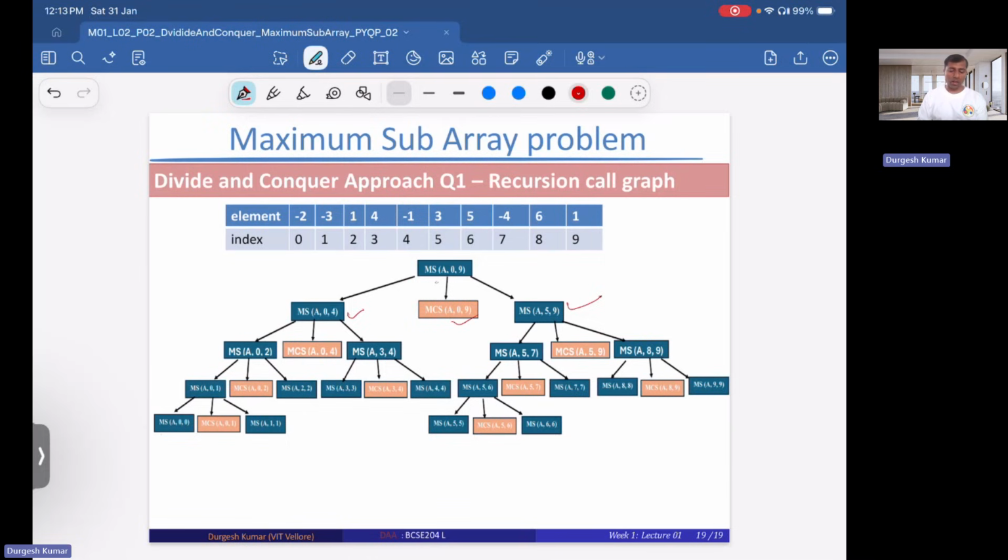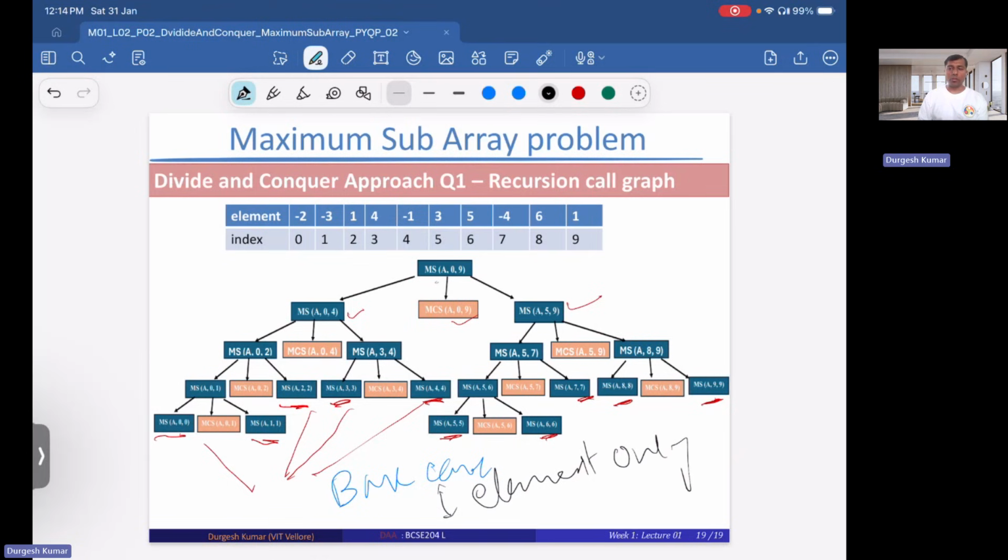All the leaf nodes are the base cases, like MSA(0,0), MSA(1,1), MSA(2,2), MSA(3,3), MSA(4,4), MSA(5,5), MSA(6,6), MSA(7,7), MSA(8,8), MSA(9,9). These have only one element. So these are all base cases, and each contains only one element.